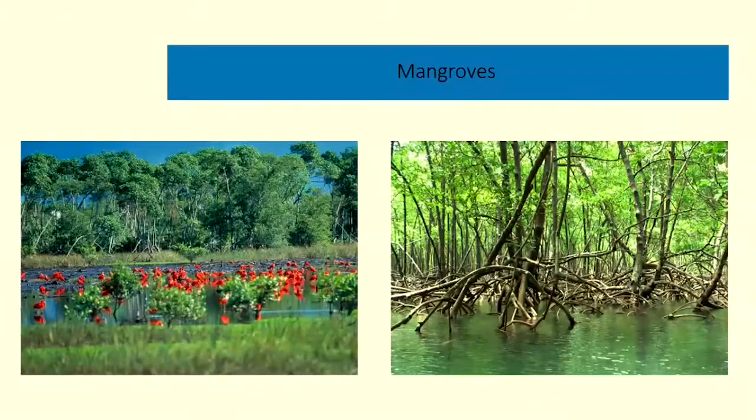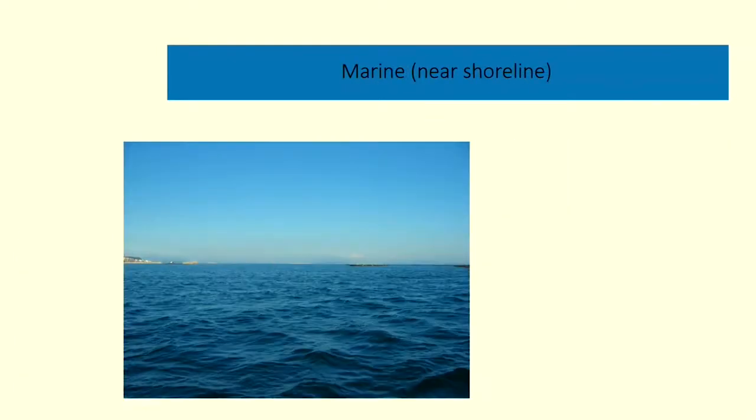Mangroves, those pictures are from here. What's the name of this bird, the red one? Guará. Guará is typical from here. I hope you can see some. Hope so. Well, we have the marine near-shoreline, where there are a lot of economic activities, fisheries, transportation, whatever. Okay.